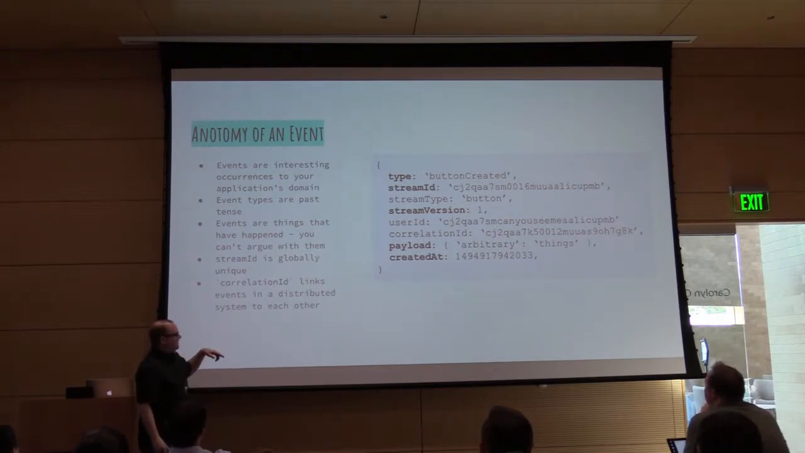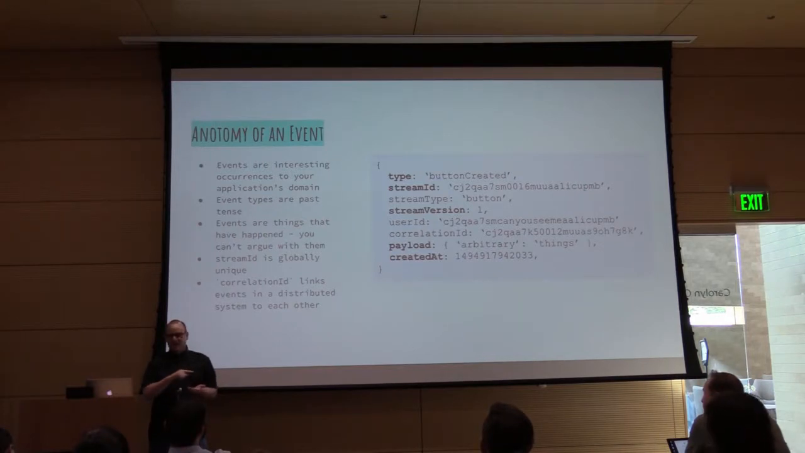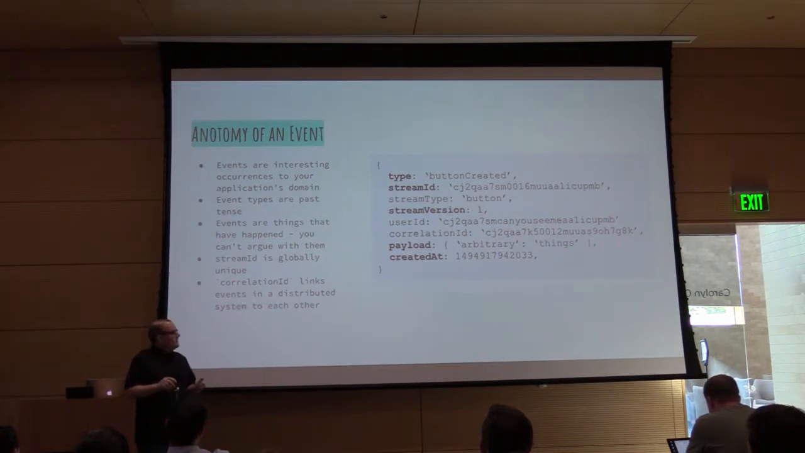The stream ID again is globally unique, so collisions there would be a very bad thing. And the correlation ID is more of a debugging tool. Imagine, if you will, you've got an Express server with a middleware in it. Anytime a request comes in, it generates a new correlation ID and stuffs it in the request. That's now available to the rest of the request. Why would you need that? This is particularly useful in a distributed system.